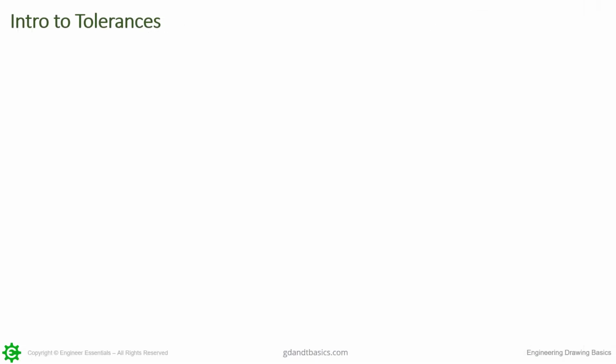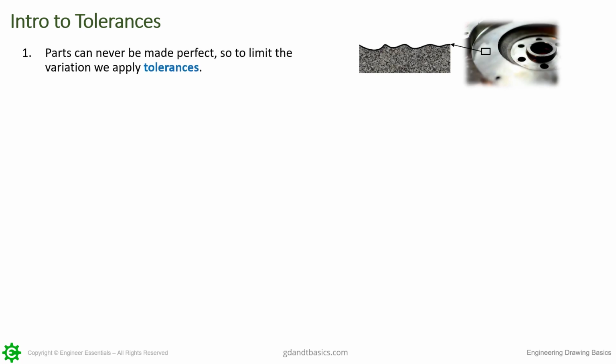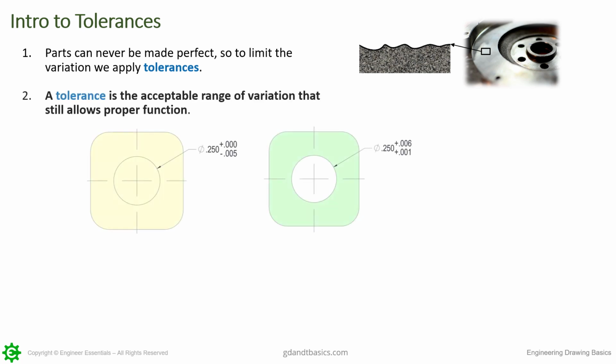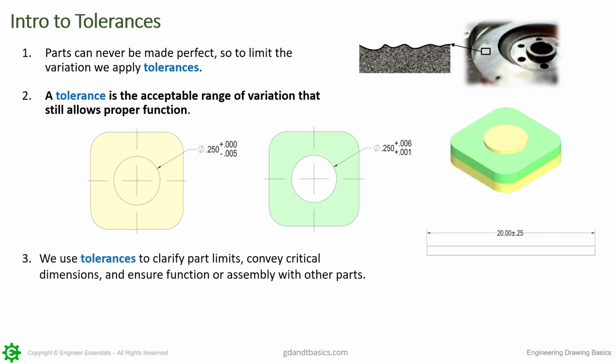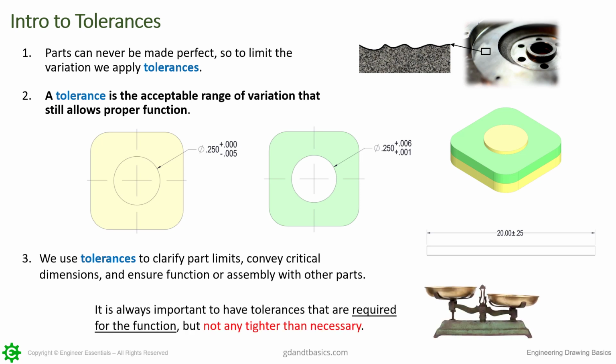So let's do a quick review on the basics of tolerances. Parts can never be made perfect, so to limit the variation, we apply tolerances. A tolerance is the acceptable range of variation that still allows for proper function. We use tolerances to clarify part limits, convey critical dimensions, and ensure function or assembly with other parts. Remember, in some cases, these are legal requirements for a contract. Another note is it is always important to have tolerances that are required for the function, but not any tighter than necessary. Remember, this adds additional cost.